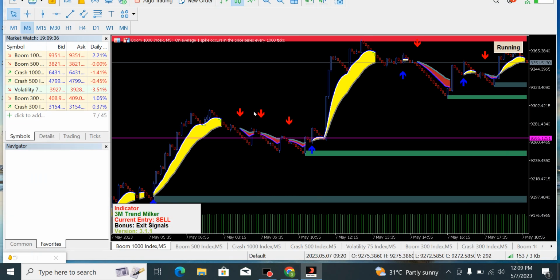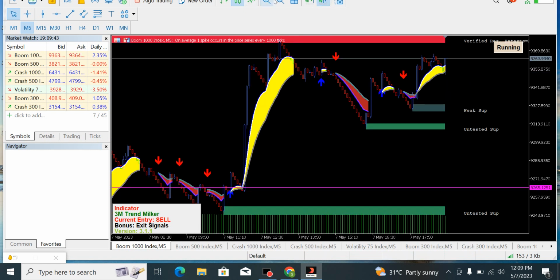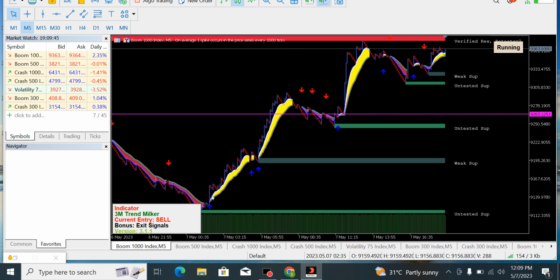Okay guys, this is Boom 1000. I'm on the 5-minute time frame, and I will be using the 3M Trend Meal Card trading indicator to do my analysis right from here. And just the way we have seen it, this had been on an uptrend for a very long time, and of course right from this resistance zone it was unable to break out from there because it was a very foul resistance zone. So it pulled back and got to this support zone, went back up again, and it will be trying out the support zone again. Once it breaks out below it, then definitely it's going to sell more.